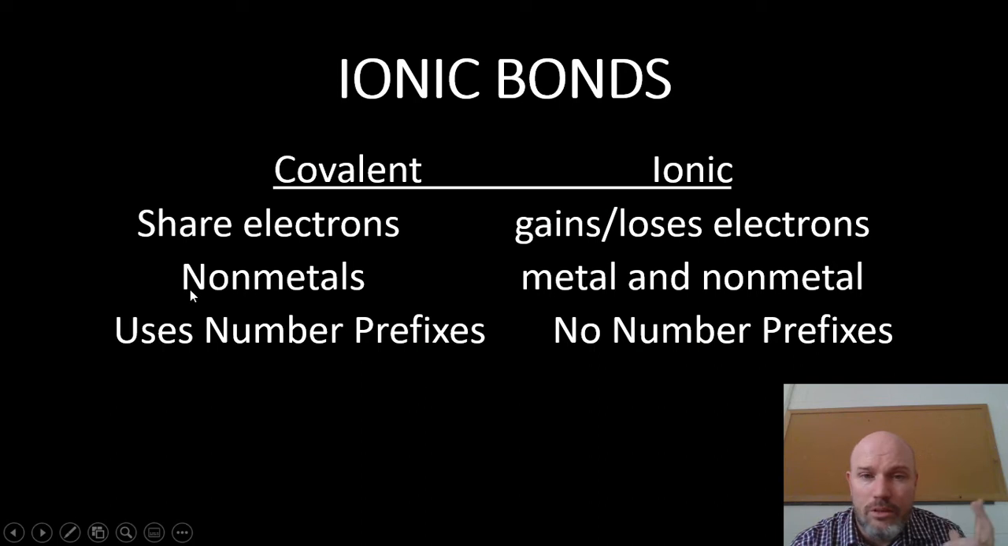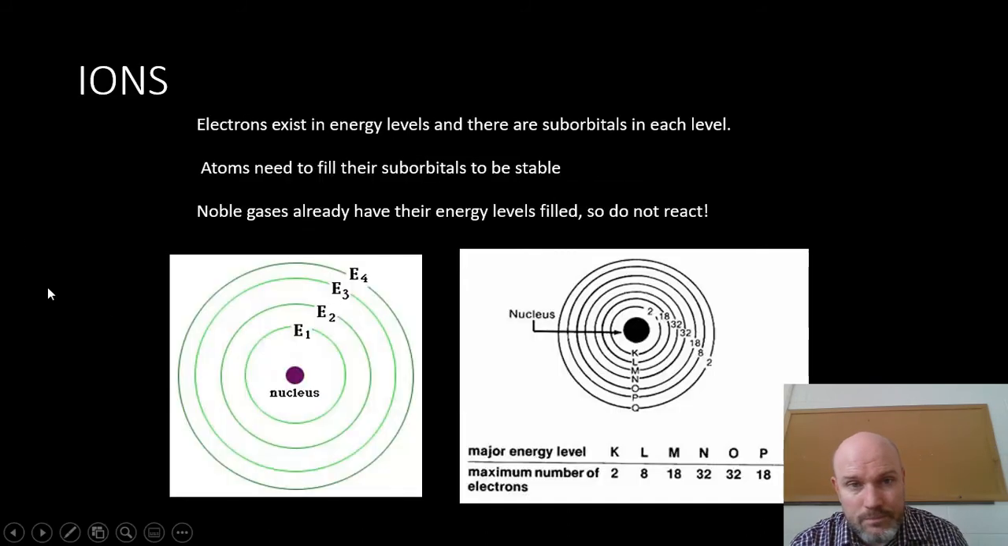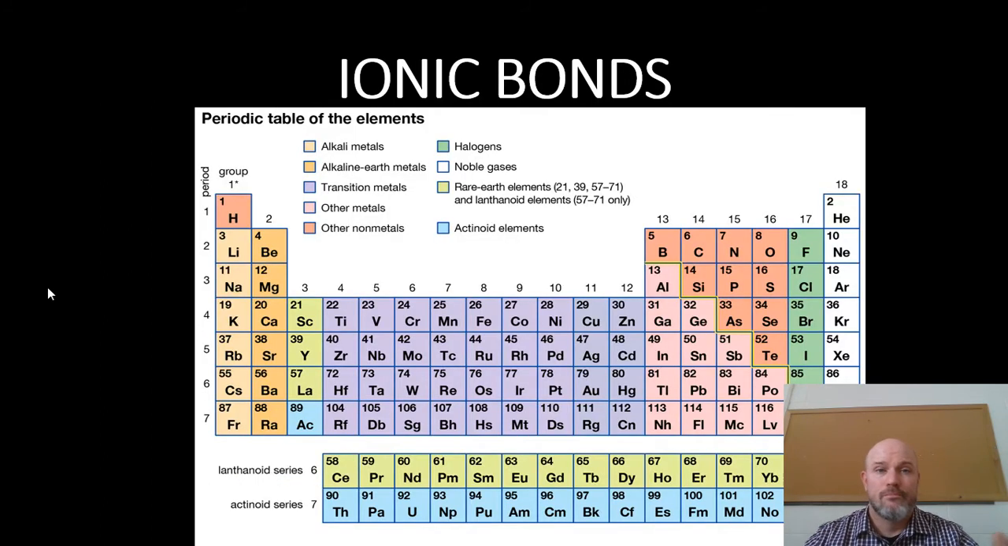And again, real quick, if it's a covalent bond, they share electrons, it's with nonmetals, and in the naming, they use number prefixes. For ionic bonds, if it's a metal, it loses electrons, and the nonmetal gains electrons, and there's no number prefixes. And of course, we need to know what an ion is. An ion is just an atom that has either lost electrons or gained electrons, and it has a positive or a negative charge because of that.